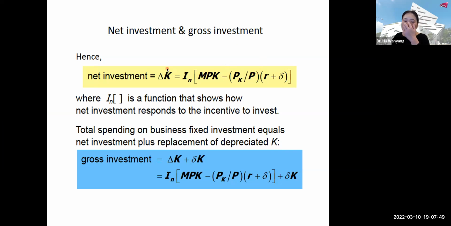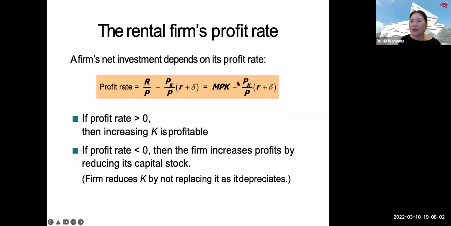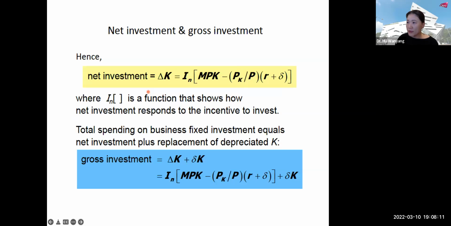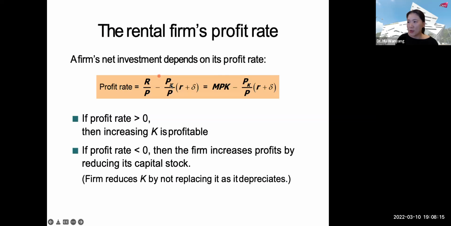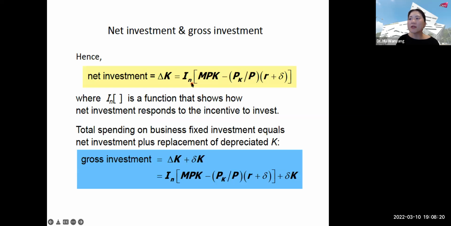Okay, come back to this formula. Okay, net investment. So how much more investment should we make, or should we reduce? Should we reduce the capital stock? So delta K. What is delta K? The delta K depends on the profit rate. So this is actually just a mathematical representation of what we have here. How we make the decision depends on whether it is profitable or not, whether it is positive or not. This component is the profit rate, and this is an indicator function.